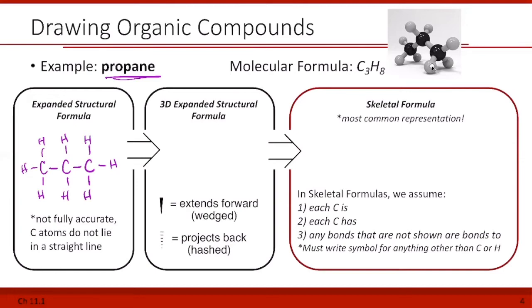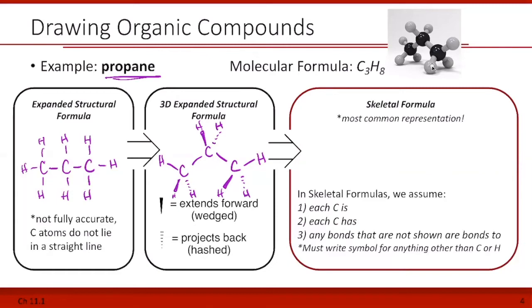So a better way to draw this would be to draw the 3D expanded structural formula, in which we draw the same thing, but now it's going to be in a zigzag line. And then in order to show things coming out towards you and back into the paper, we draw wedges and dashes. So we'll have a wedge and a dash, a wedge and a dash, wedge and a dash. This is showing those 3D properties. 3 hydrogens are coming out towards you, 3 are going back into the page.